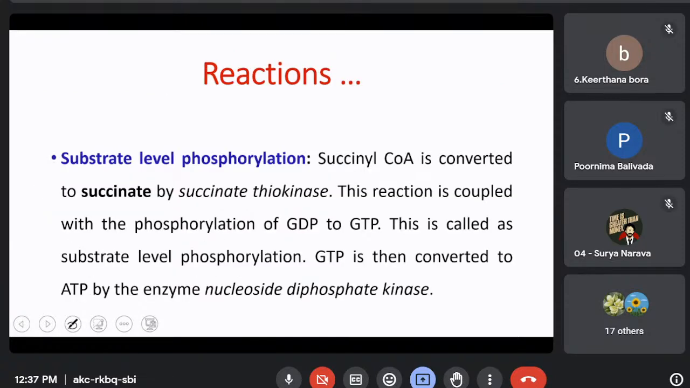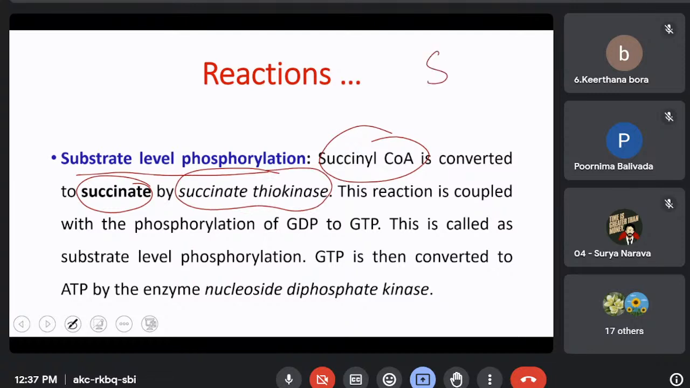Now we have succinyl coenzyme A, and the next reaction is substrate level phosphorylation. Here, succinyl coenzyme A is converted to simply succinic acid or succinate, and the enzyme involved here is succinate thiokinase. So succinyl coenzyme A is converted into succinic acid or succinate.